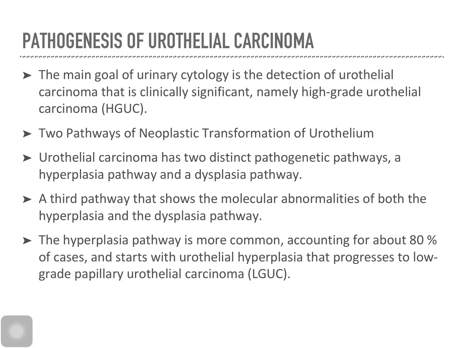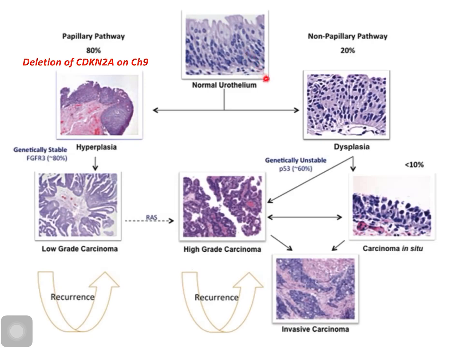Here we can see this is the normal urothelium. There are two pathways, the papillary pathway, which is most common and accounts for 80% of the total cases. Here we can see deletion of CDKN2A on chromosome 9 as well as mutation in FGFR3 genes, and this is a genetically stable form. Here we can see the hyperplasia of the urothelium, which gradually progresses to low grade carcinoma. It has a high rate of recurrence. When this includes RAS mutation, it converts itself into high-grade carcinoma.